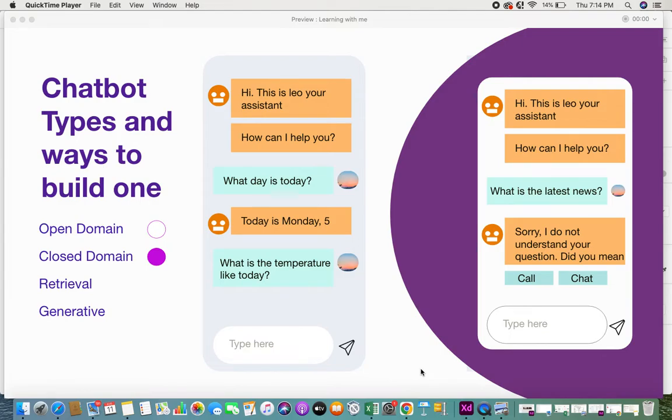Welcome back, and in this video I'll be giving you some information on chatbot types and ways to build one. I'm not going to go into technicality, but I just want to give you some high level knowledge on what the types of chatbots are and the ways to build a chatbot. There are two models, so I'll be explaining those two.